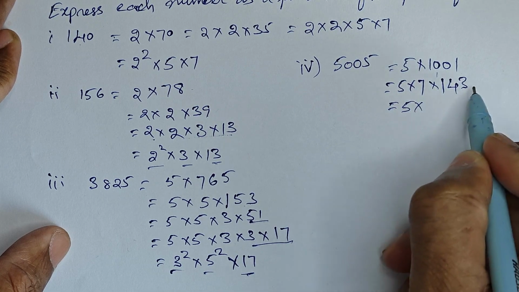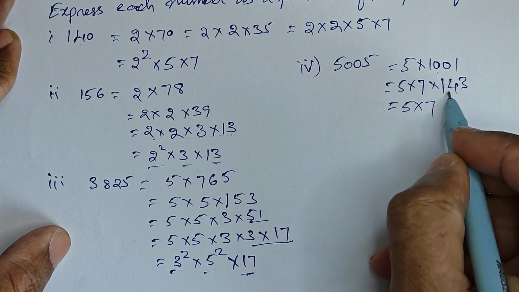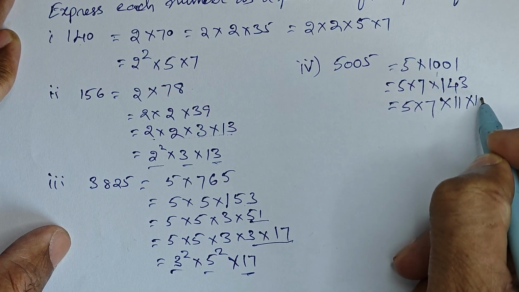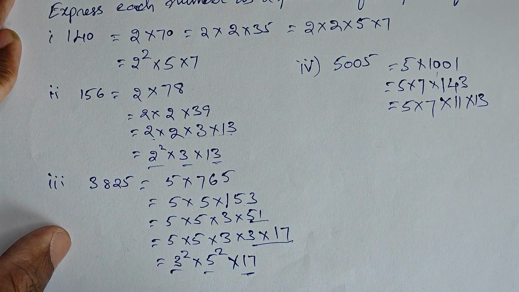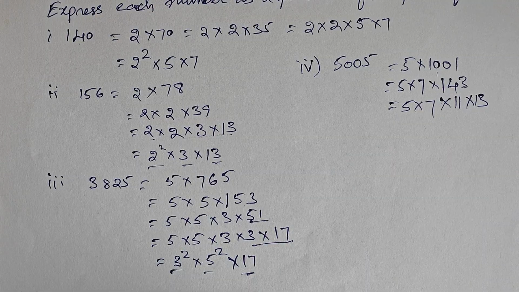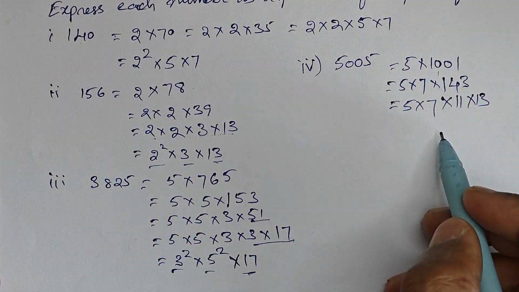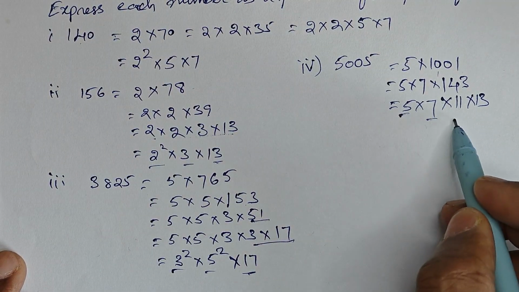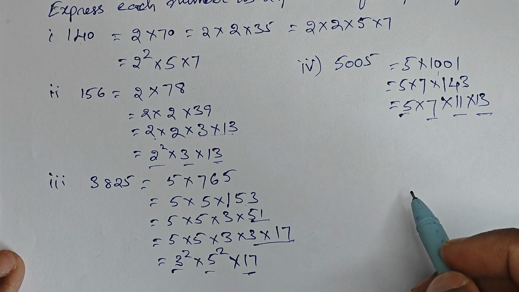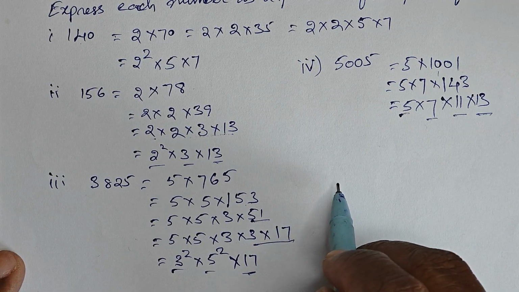Next, this appears to me like it is 11 into 13. Okay, so I can write it like that, but you need to practice some numbers, then only you can easily understand by seeing them. Okay, this could be a possible value. So now here everything is a prime factor: 5, 7, 11, 13. So no further division is possible. So this is written as the product of the prime factors 5, 7, 11, 13.